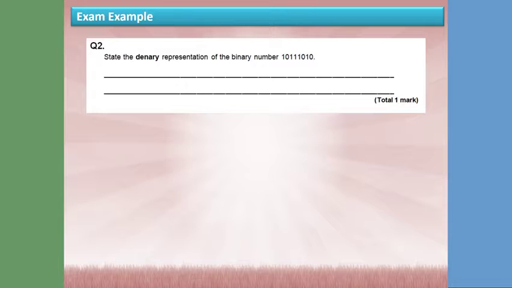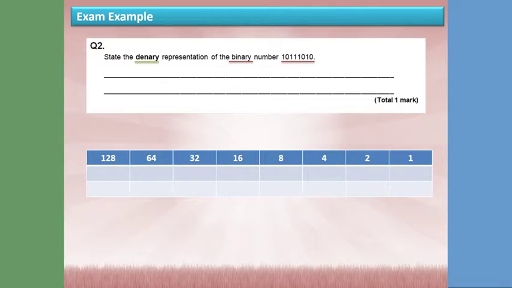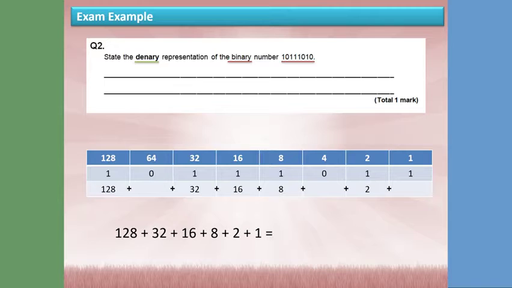Again, another exam question. State the denary representation of the binary number. So binary to denary, there's the number we're converting. Number line, write the number in below it, add up the column headings where you see a 1. So 128 plus 32, plus 16, plus 8, plus 2, plus 1 gives us our final answer of 187.